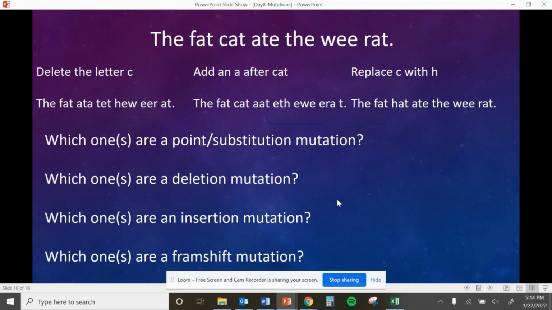Okay, so I want you to think about which one of these in this example are point or substitution mutations, which are deletion, which are insertion, and which are frame shift. So you can pause the video and try to identify them. I've kind of mentioned some of them. Okay, you should have identified them from these examples up here. So a point or substitution change would be this last one. A deletion change is this first one. Insertion, the second one, and the frame shift are these 2.